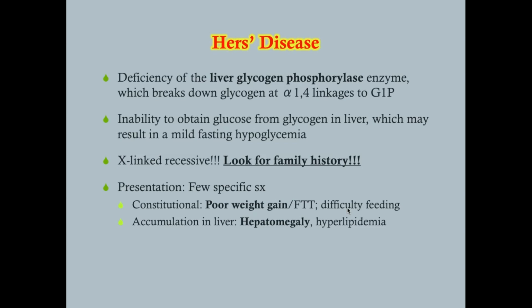Okay, Hers disease. So remember, McArdle's disease starts with M, M for muscle. Hers disease starts with H, H for hepatic. This is the hepatic, the liver equivalent of McArdle's disease. It's the same enzyme, glycogen phosphorylase, but this is in the liver. So these patients are not going to have issues with their muscle.